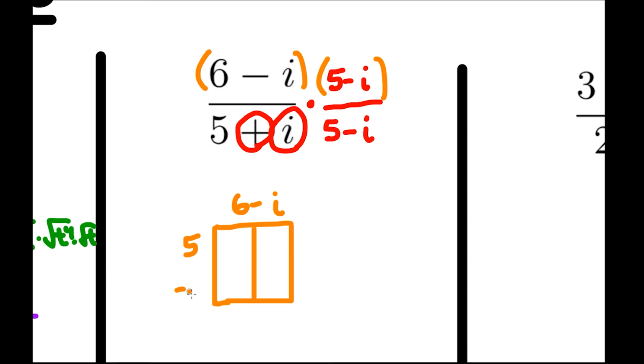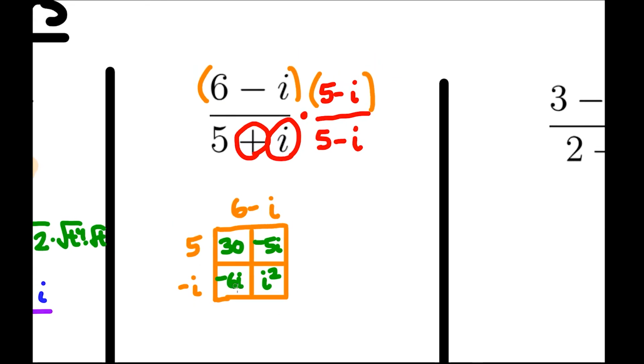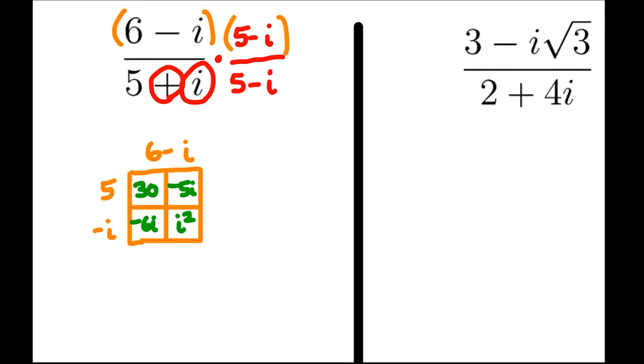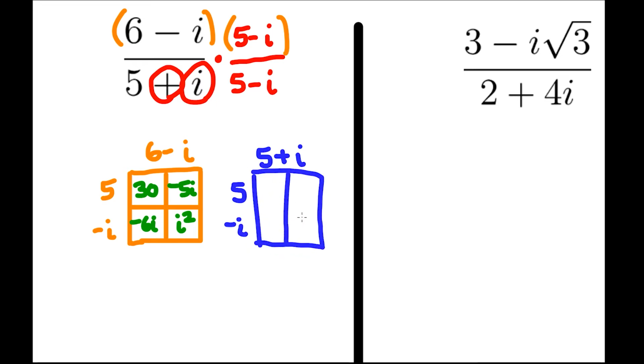So 5 minus i. Okay, and what we're going to do is just fill in the area like we always do. So negative 5i, negative 6i, and it's going to be positive i squared, which is just going to be negative 1. Now that bottom part is the conjugates multiplied together. So it's 5 plus i times 5 minus i. So again, we're going to do the area model for this.